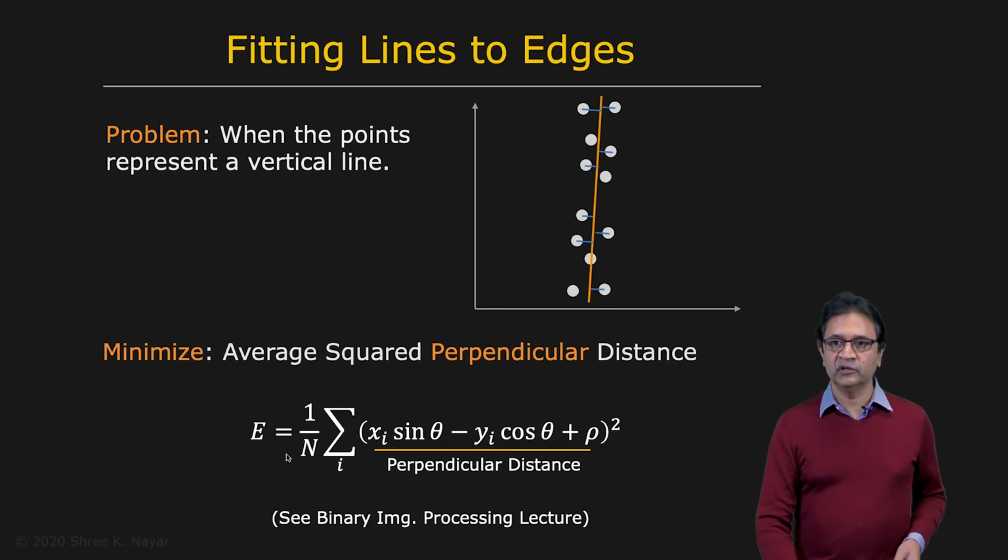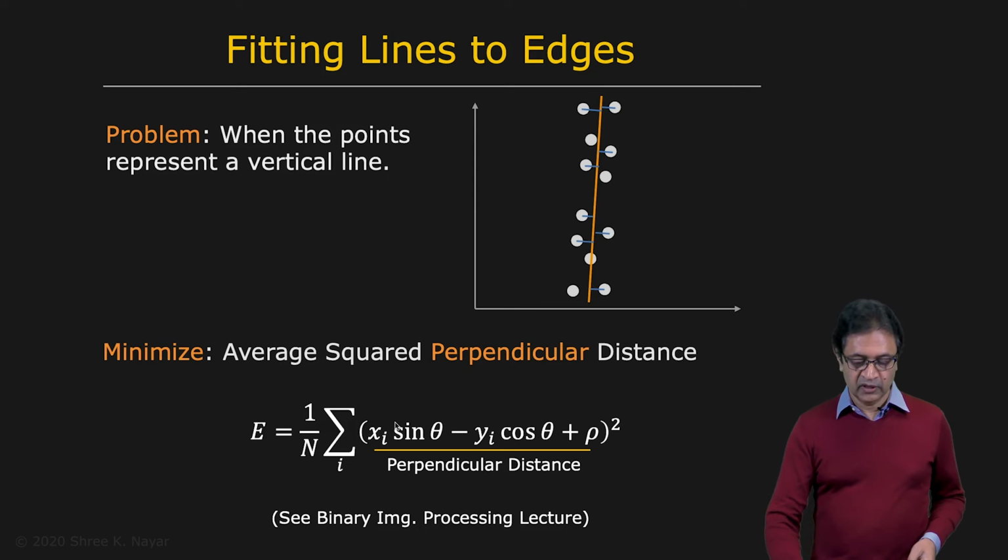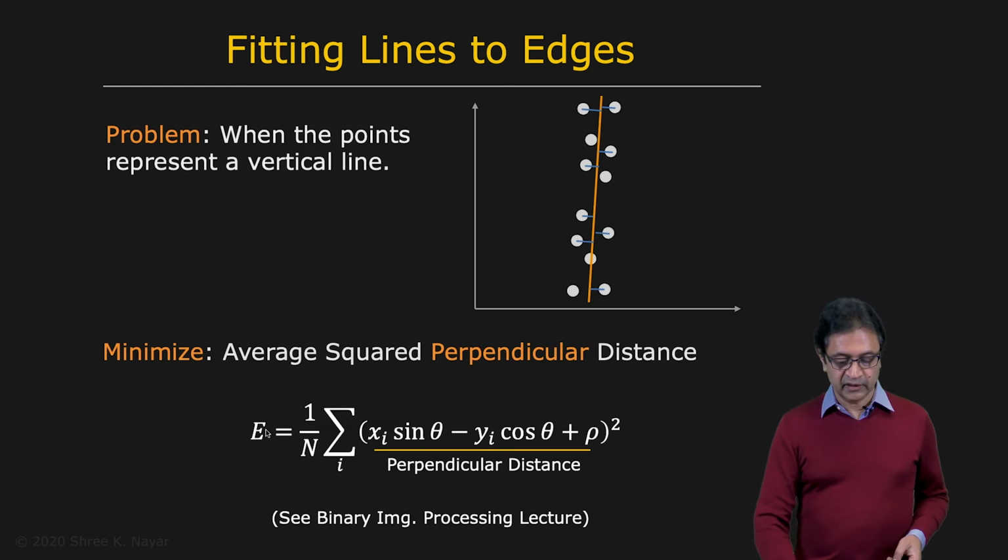Well, now, if we use this to construct your energy function right here, E, and so now you have in here xi sine theta minus yi cosine theta plus rho. That term is the perpendicular distance of a point from the line. And that's exactly what we want. Those are these blue lines that you see right here. So it's that distance squared summed over all the points and the mean of that.